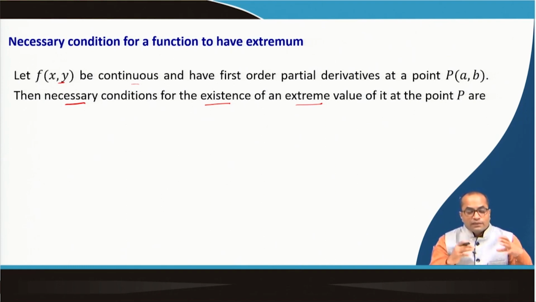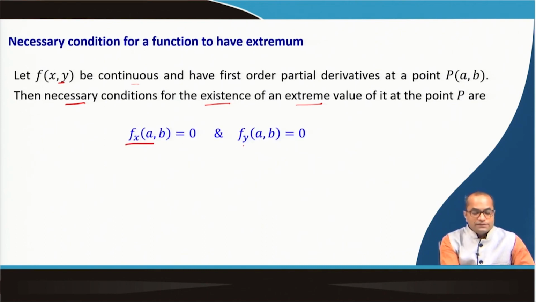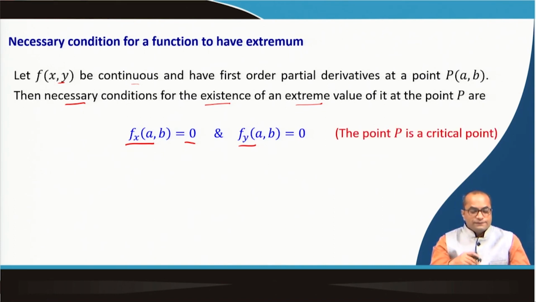That means only such a point can be a point of extrema when the partial derivatives with respect to x and with respect to y are 0. So, these two derivatives must be 0, and only then can we think about finding out whether this point is a point of local extrema or not. But this is a necessary condition. If these are not fulfilled, we should not check those points for the existence of an extreme value of the function at this point.